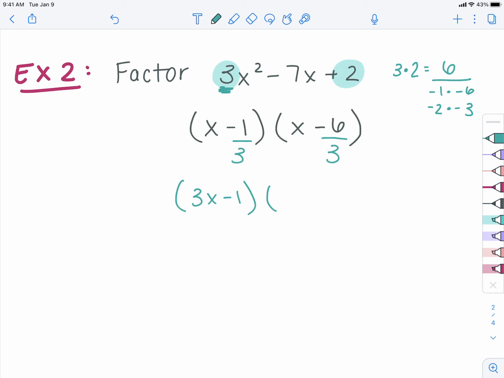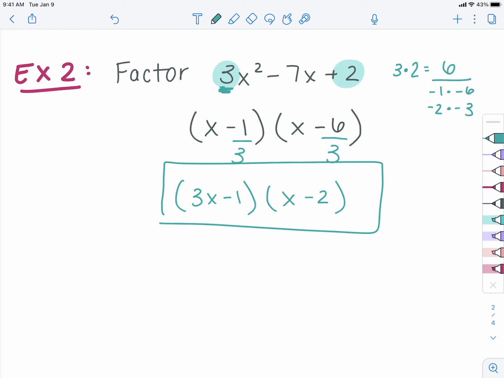X -6/3, I can simplify, because 6/3 is really 2. Bam.